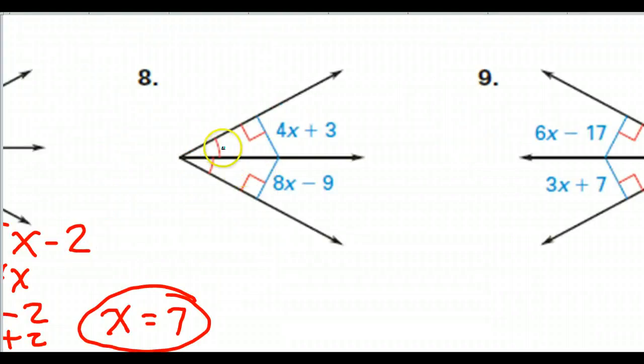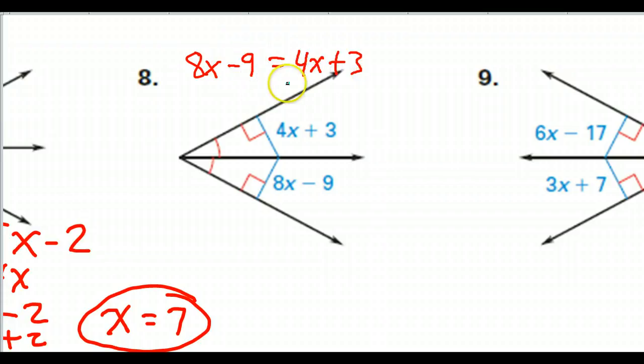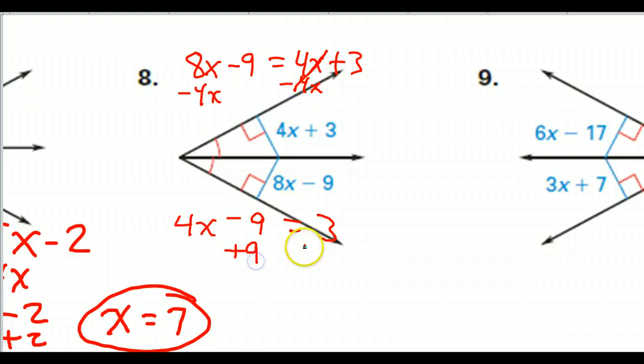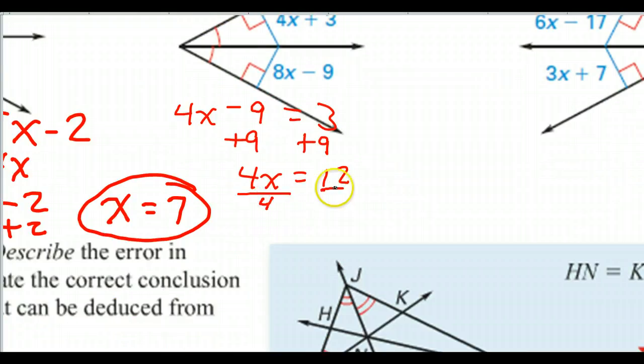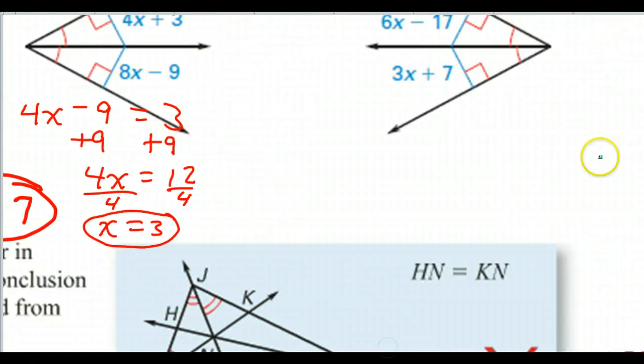I've got perpendicular distances, and I'm given that the angles are the same. That means the distances must be the same. So my equation is going to be that 8x minus 9 must equal 4x plus 3. So I'm just going to subtract 4x from both sides. That's going to give me 4x minus 9 equals 3, because these are gone. Adding 9 to both sides, that's going to give me 4x equals 12. Dividing both sides by 4 gives me x equals 3. So that's how you do number 8.